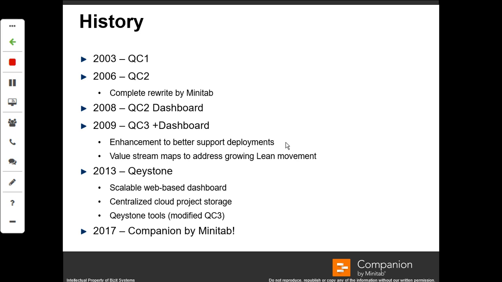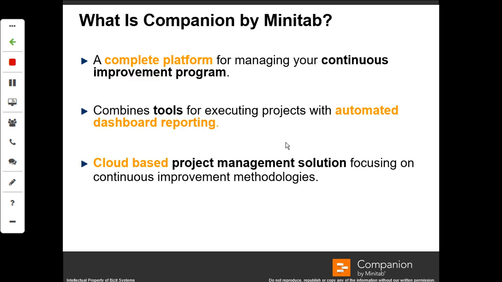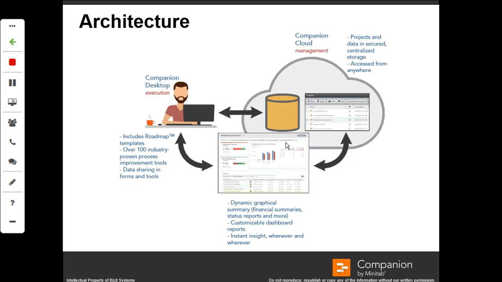So what is actually Companion by Minitab? It is a complete platform to manage your continuous improvement program. It comes with tools combined for executing projects and with automated dashboard reporting. It is a cloud-based project management solution which focuses on continuous improvement methodologies like DMAIC, Kaizen, Just Do It, and so on. So this is basically how the architecture looks.